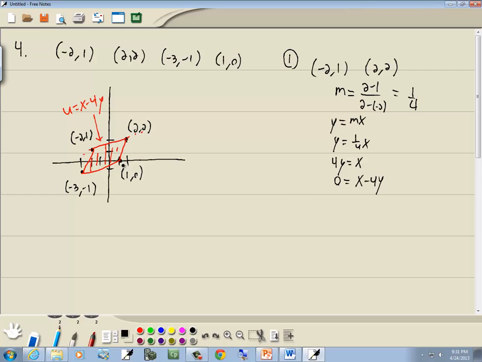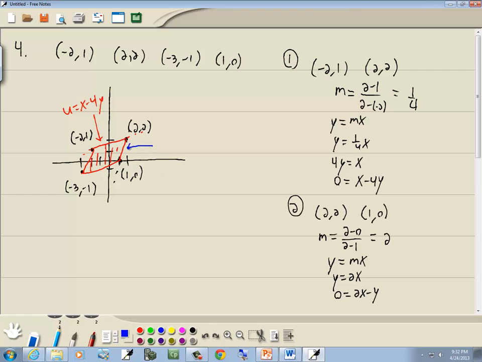Okay, now let's look at this line going down like this. So we're going to have (2, 2) and (1, 0). We'll find our slope, subtract our y parts, so 2 minus 0, and subtract our x's, so 2 minus 1. 2 minus 0 is 2, 2 minus 1 is 1, so m is equal to 2. So we're going to have y is equal to mx, and we just found m was 2, so y = 2x, and take the y over, and we get 0 is equal to 2x minus y. So this will be v is equal to 2x minus y.